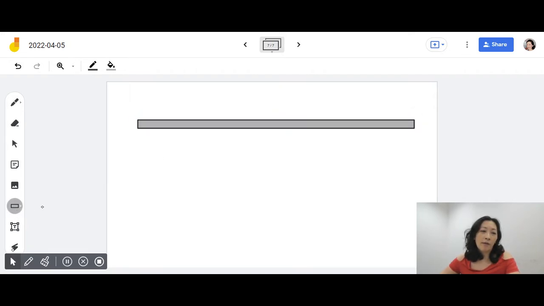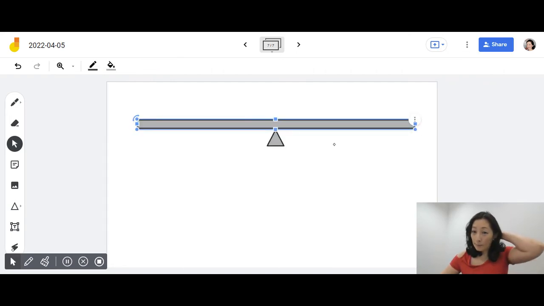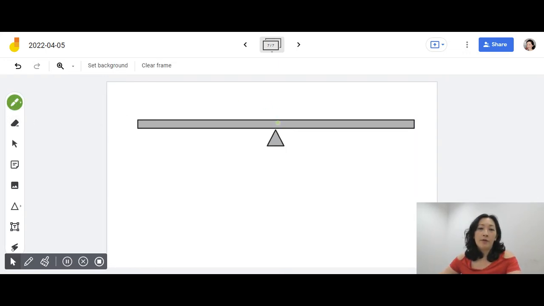The reason why they always place the pivot at the center is because, okay, what happens is that even the plank has weight, and the plank can also cause a moment. But if you place the pivot directly at the center, remember the weight of the object is at the center of mass.